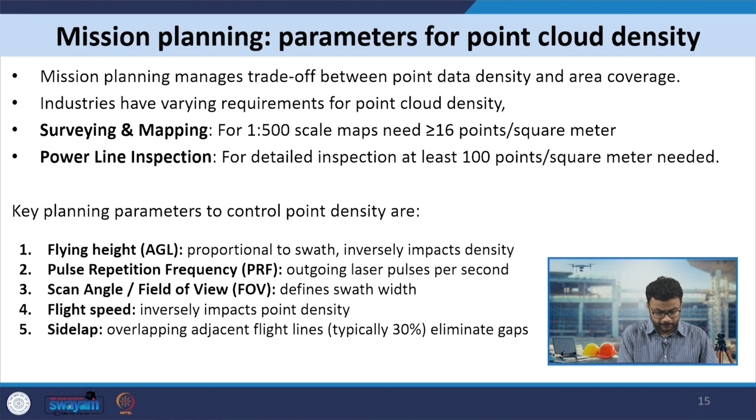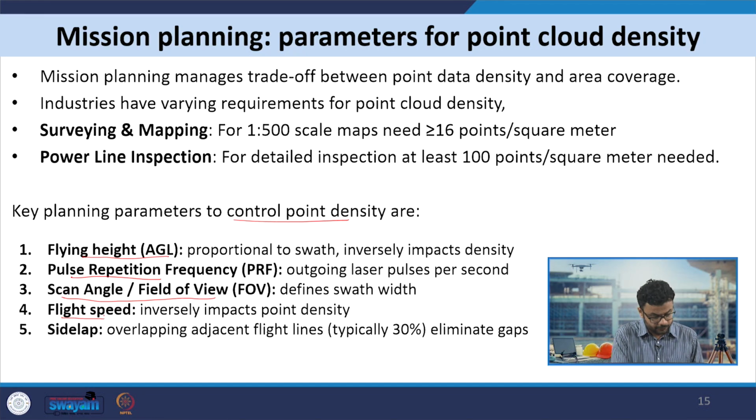So the key planning parameters that control the point density are, first, flying height above the ground level. As flying height increases, the swath width also increases, but at the same time, it inversely impacts the density. Then there is PRF or pulse repetition frequency, which represents outgoing laser pulses per second. So the more the PRF, the more the point density. There is also scan angle or the field of view, which defines the swath width.